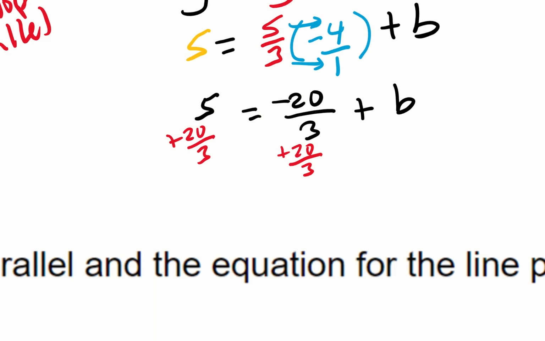So now I need to add 20 over 3 to 5. How do I do that? Okay, so let's add 20 over 3 to 5. So we have 5 plus 20 over 3. In order to add a whole number and a fraction, put the whole number over 1 so that it's a fraction too. Remember, you can't add fractions unless they have the same denominator.